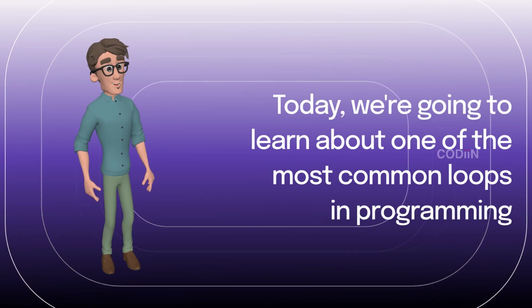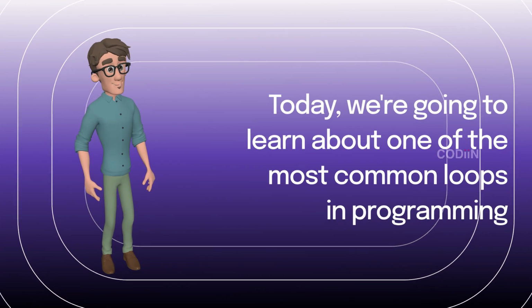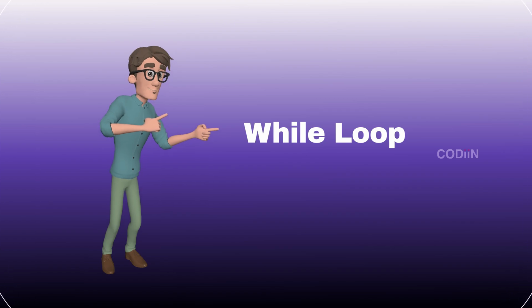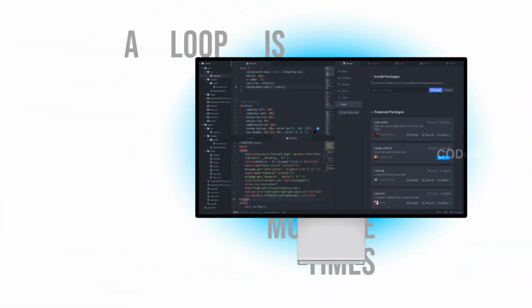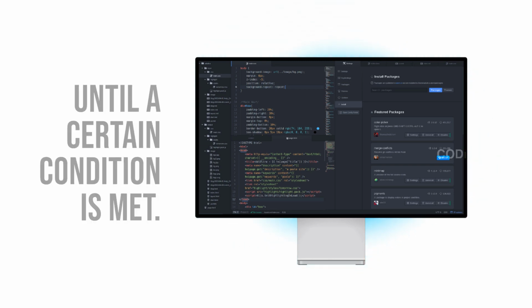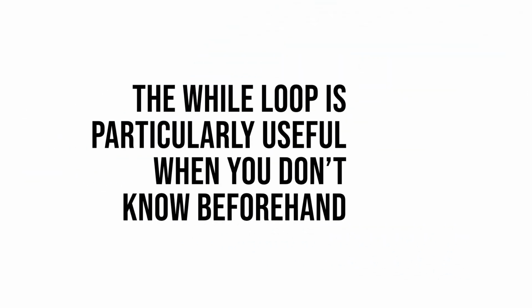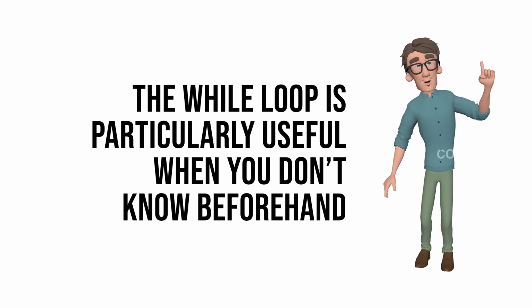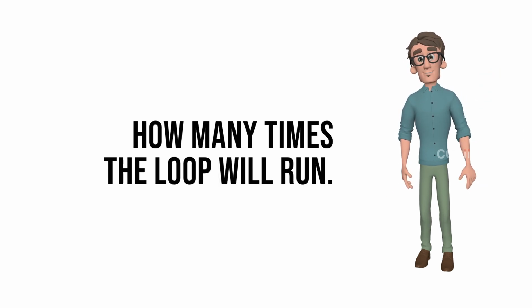Today we're going to learn about one of the most common loops in programming, the while loop. A loop is a way to repeat a block of code multiple times until a certain condition is met. The while loop is particularly useful when you don't know beforehand how many times the loop will run.